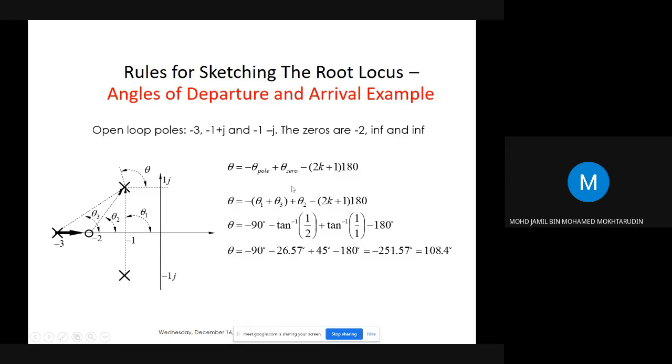And then use the formula. So you will get the angle is at 108.4. So the angle is this angle that you want to find. Okay, so meaning that your root locus, dia nak keluar dari pole ni, dia akan keluar ikut this angle. Okay, baru dia keluar macam tu. And because this pole here is symmetry, and the root locus must be symmetry, so you don't have to find the angle for this pole. Okay, angle dia sama je, 108 juga. Okay, sebab dia symmetry dengan yang atas.